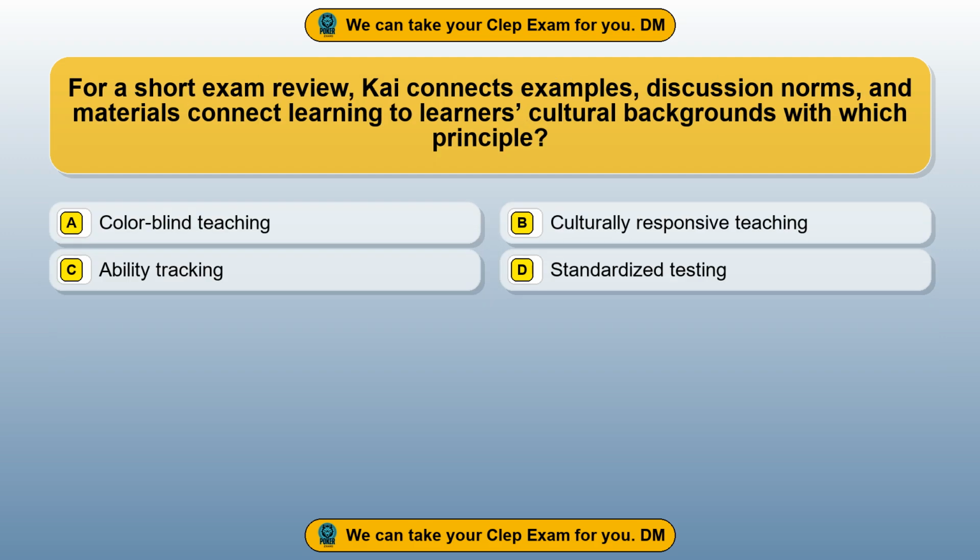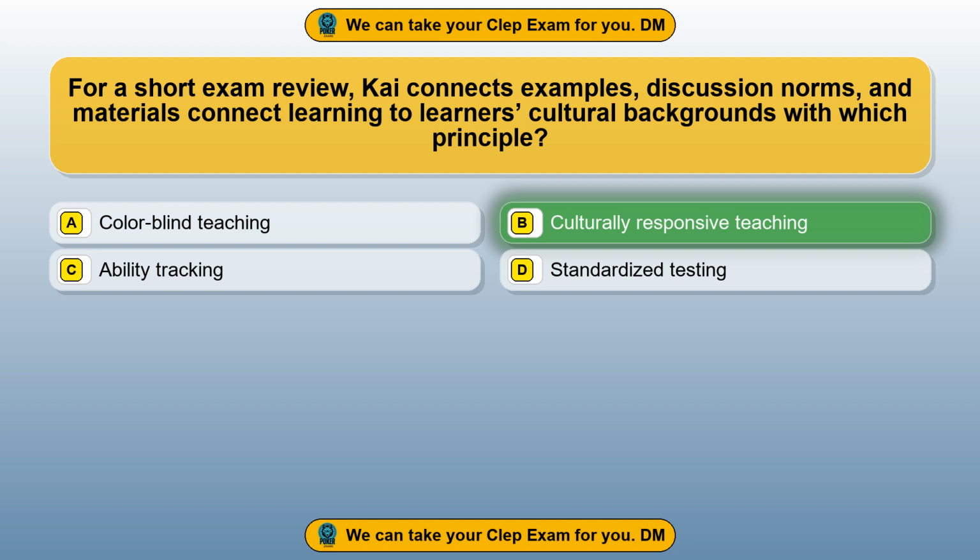Question 69. For a short exam review, Kai connects examples, discussion norms, and materials to learners' cultural backgrounds. Which principle is this? Option A, colorblind teaching. Option B, culturally responsive teaching. Option C, ability tracking. Option D, standardized testing. The correct answer is option B, culturally responsive teaching.